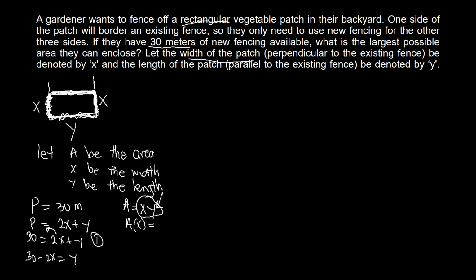We will use that one and replace the y in our area. So we have our x times the y, and instead of y we're replacing that with 30 minus 2x. And from there, we can now solve or find our domain. The domain is the set of possible values of x for your particular function.